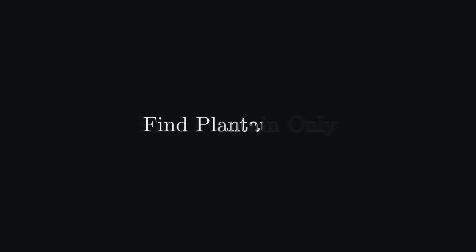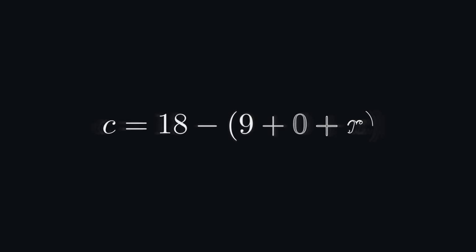Now, let's find the number of women who sell only plantain. This can be expressed as c equals 18 minus the overlaps. So, we have c equals 18 minus the sum of 9 and x. Thus, we can simplify this to c equals 9 minus x.